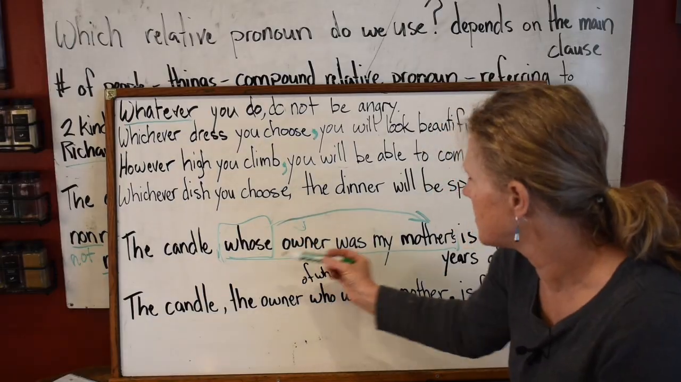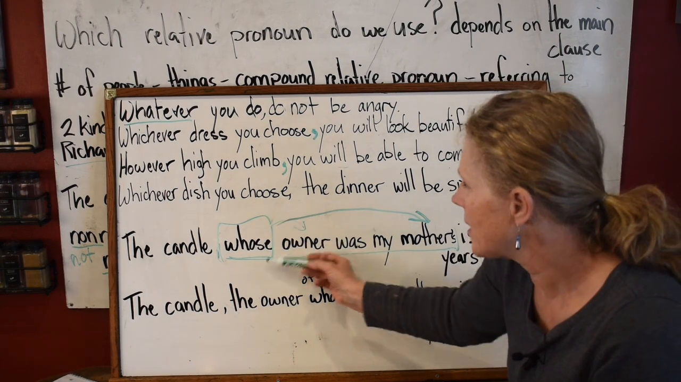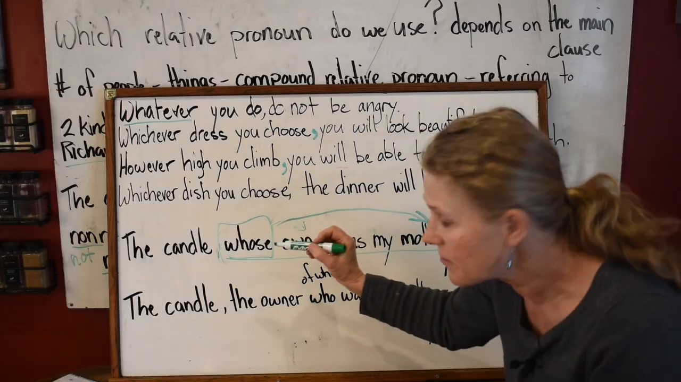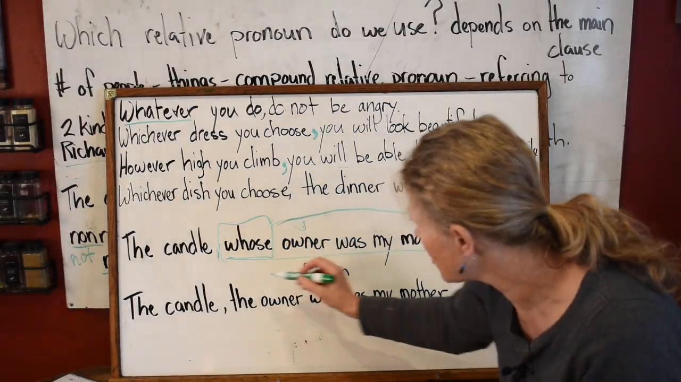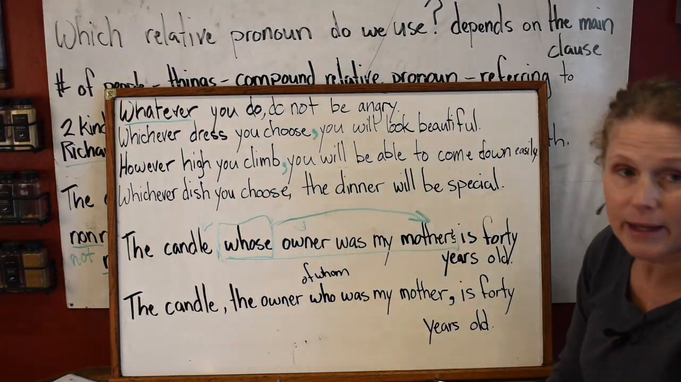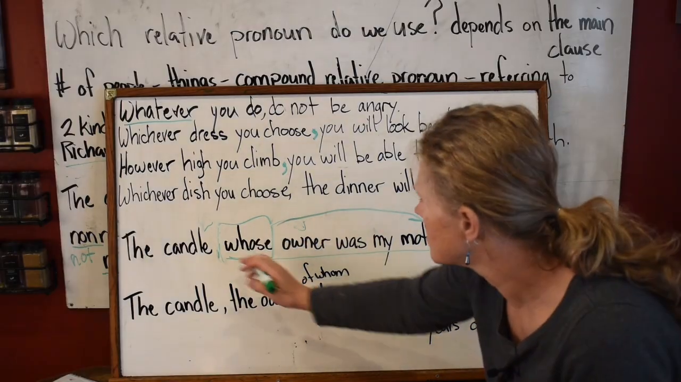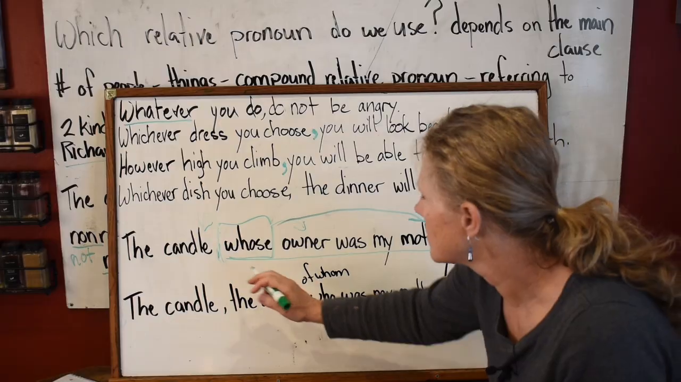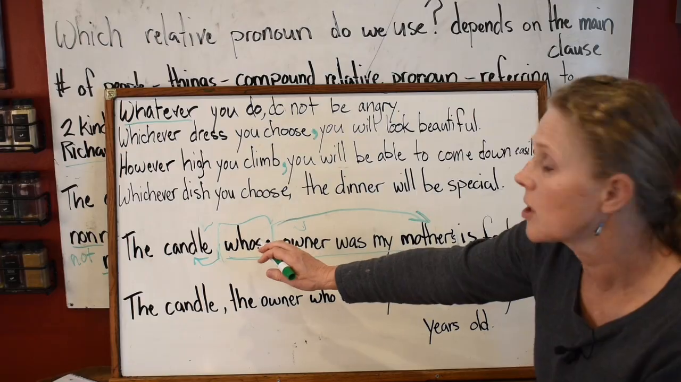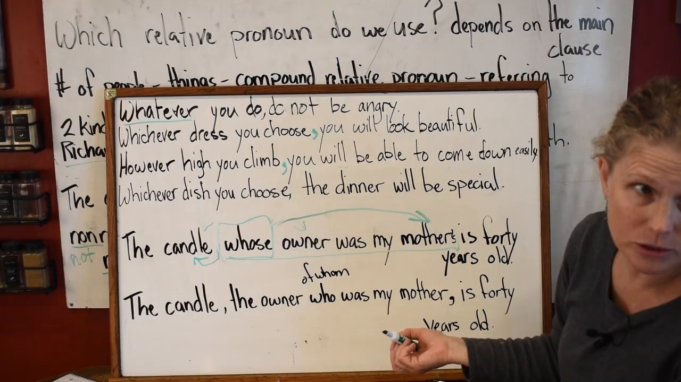And we are doing a dependent clause. And these are relative clauses. All right, these are relative clauses. That's describing the candle. Whose owner was my mother's? What's this describing? It's the candle it's describing. So it's a relative clause, which in this way, is also an adjective clause.